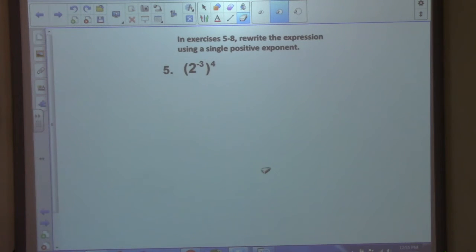Okay, this one right here, I want to introduce or reintroduce you to the laws of exponents. Does this look like something that you're going to be able to do pretty easily here?